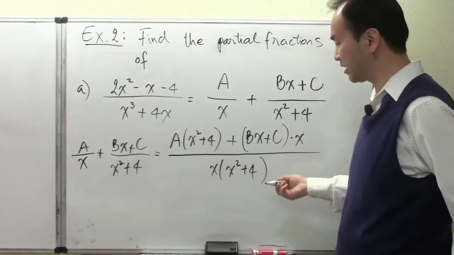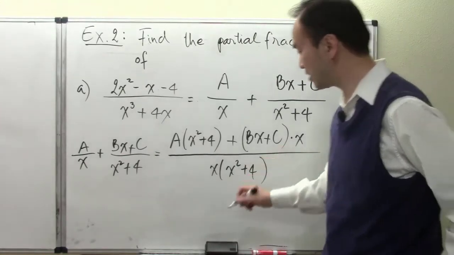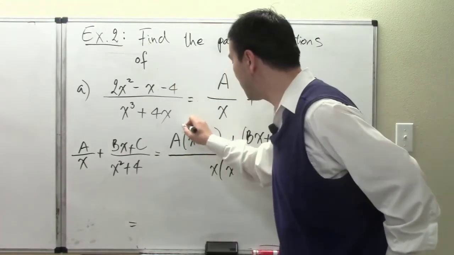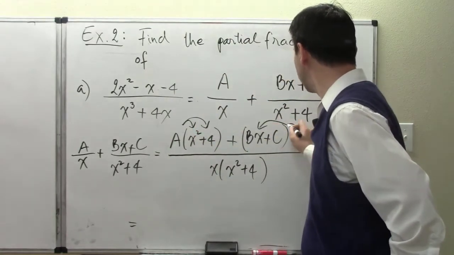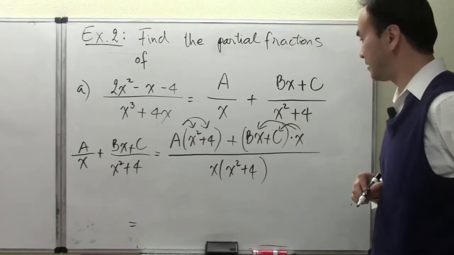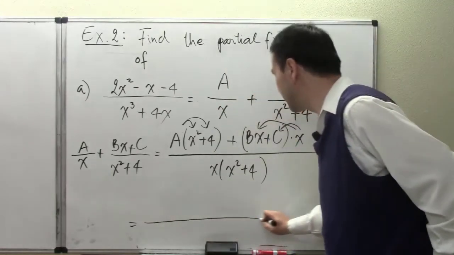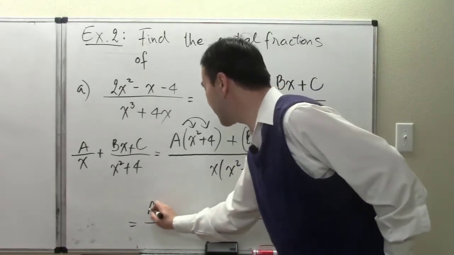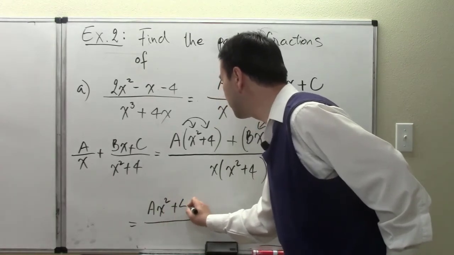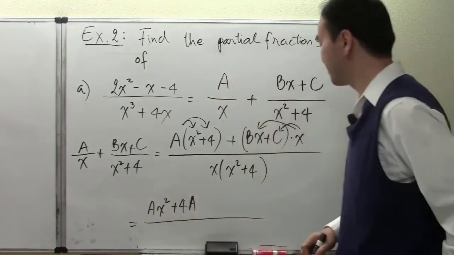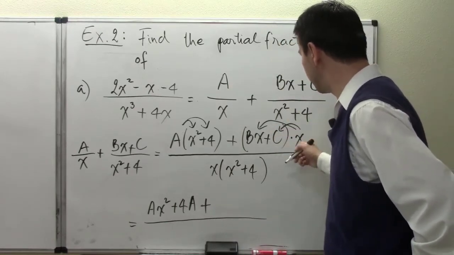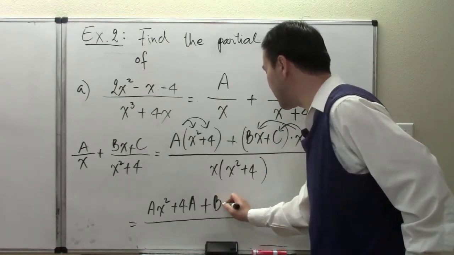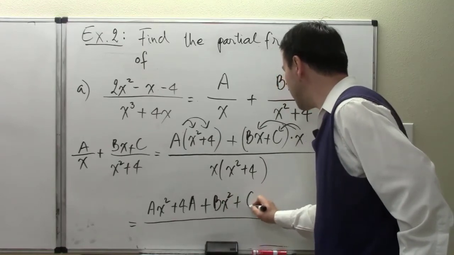Now we're going to start doing all the distributive laws. So a multiplies with x squared and with 4, x multiplies with bx and with c. All right, in my next step, this is what I'm getting: ax squared plus 4a, and I'm adding, moving on to the next term, x times bx, which gives me bx squared plus cx.